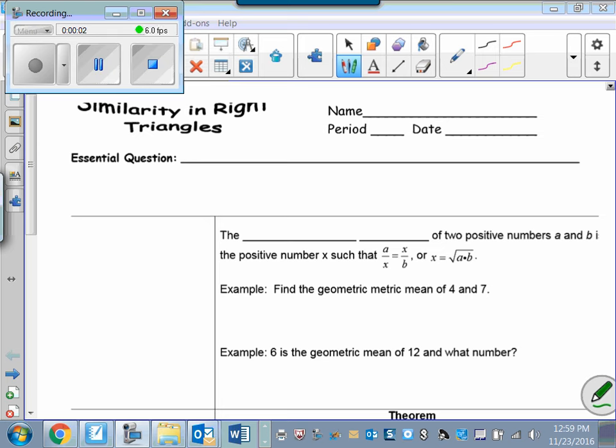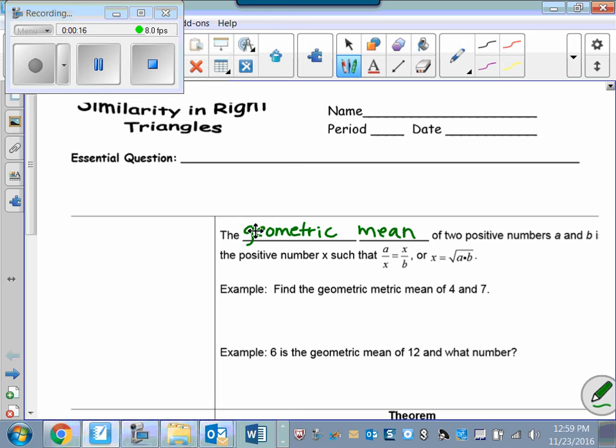Let's talk about similarity in right triangles. First thing we've got to know is, what is the geometric mean? The geometric mean of two positive numbers, it's always positive. The geometric mean of the two numbers a and b is the positive number x such that if I set up the proportion with x being the geometric mean and take the cross product, I'll get x squared equals a times b. And then if I solved it, I'd get x equals the square root of a times b.